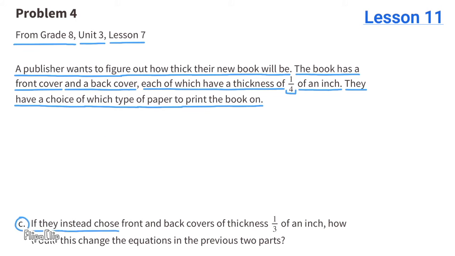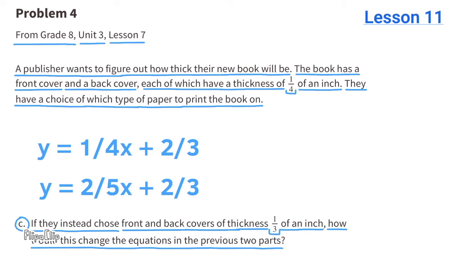C. If they instead choose front and back covers of thickness of 1/3 of an inch, how could this change the equations in the previous two parts? This would change the term that represents the thickness of the book. So for the first equation, it would change to y equals 1/4 x plus 2/3, and the second equation would change to y equals 2/5 x plus 2/3.